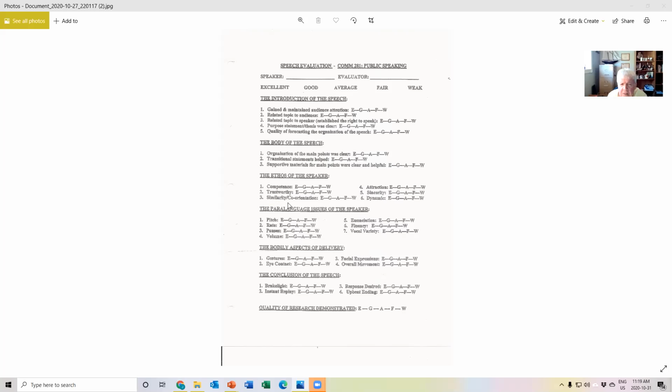Similarity and orientation. This is connected to number 2 in the introduction, related to the topic. Similarity, you're connecting your topic to your audience. You're relating the topic to your audience. I see, and it's not just what you say up here, but did you carry through with what you said up here? Was it clear that that was the case the whole time? Attraction.